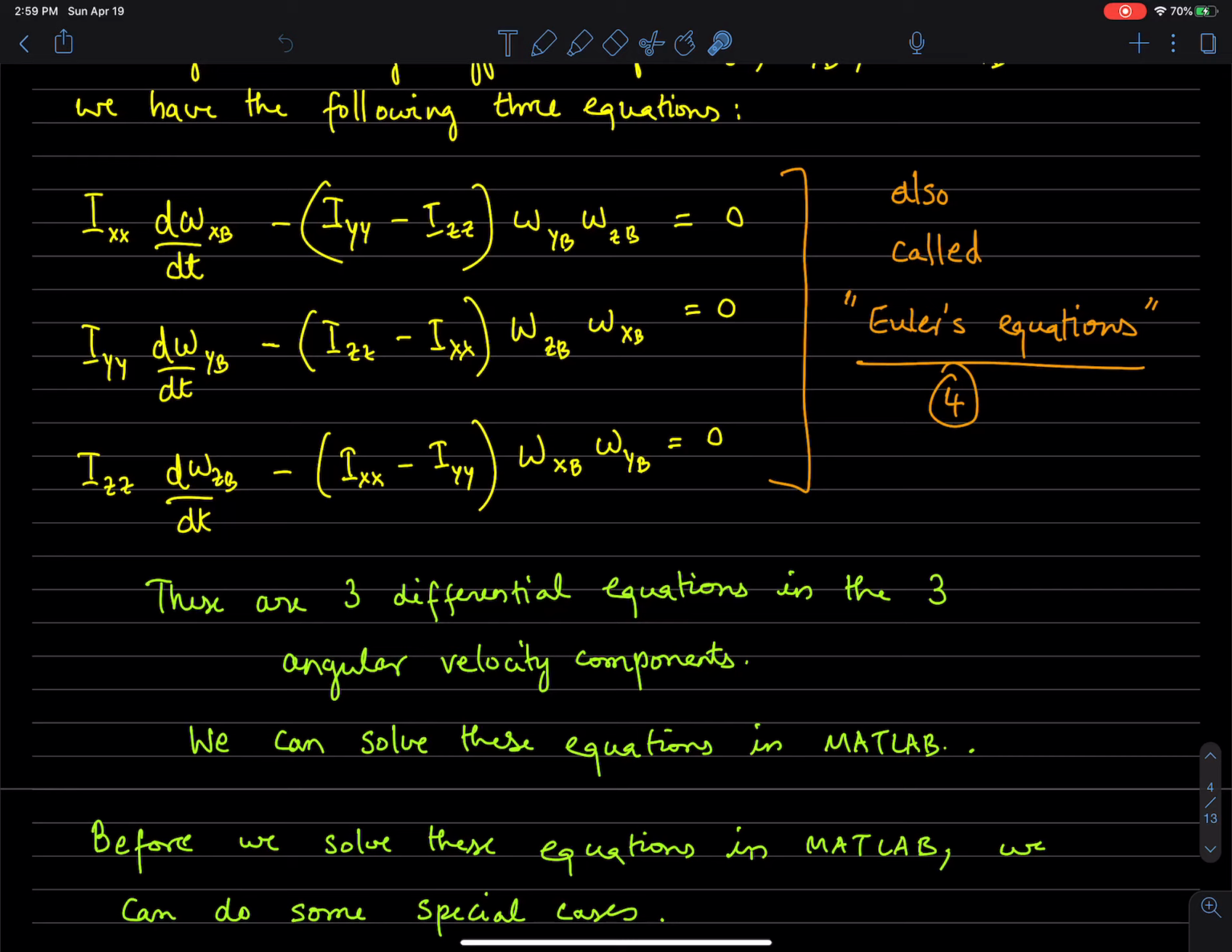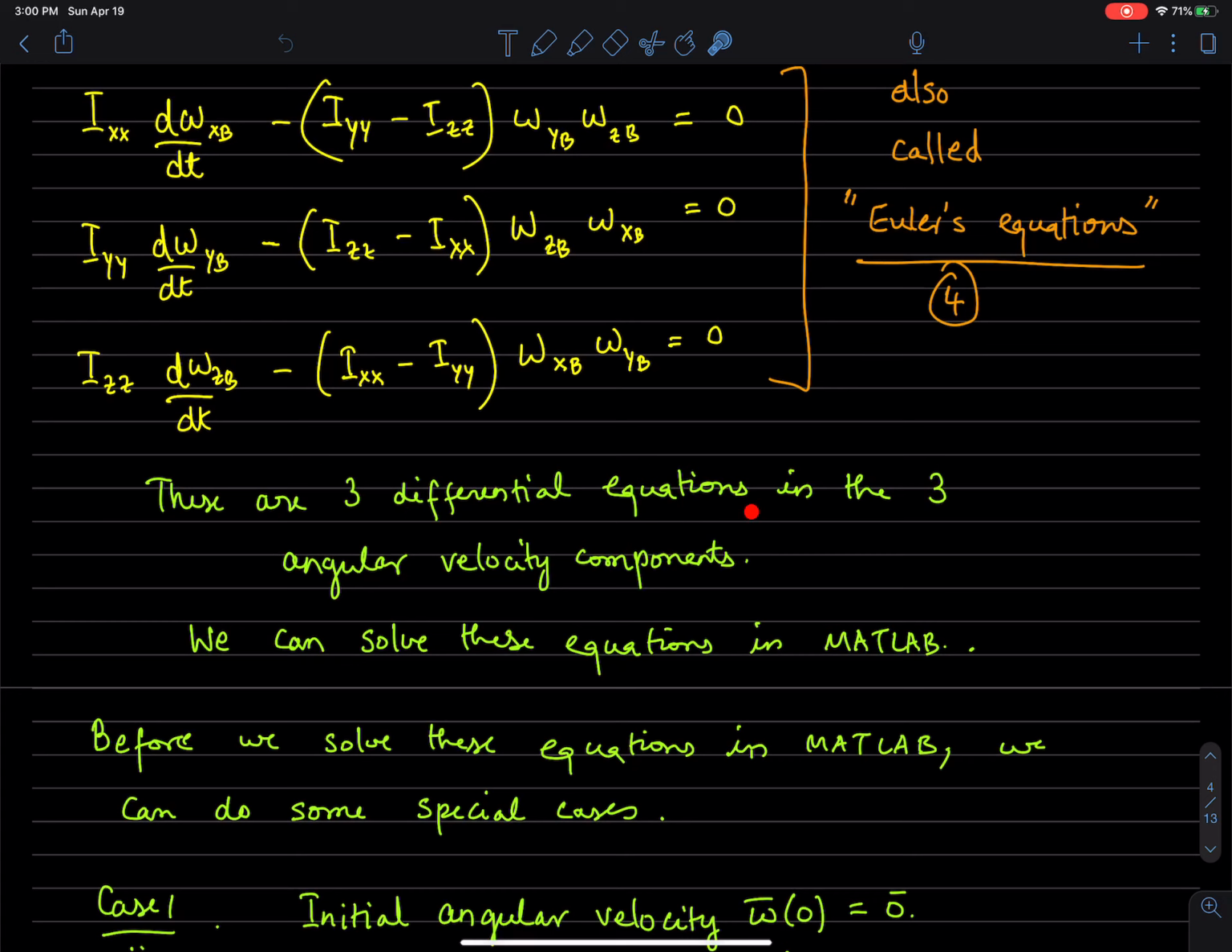These three equations are actually called Euler's equations, Euler's equations for the motion of a single rigid body. What are these? These are three ordinary differential equations in omega xb, omega yb, and omega zb. Of course, the I's are all constants. There are basically three coupled differential equations in the angular velocity omega as represented in the body fixed frame.